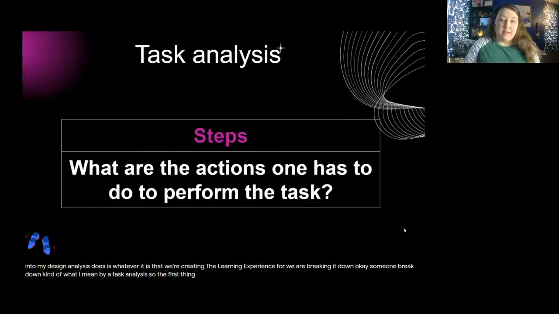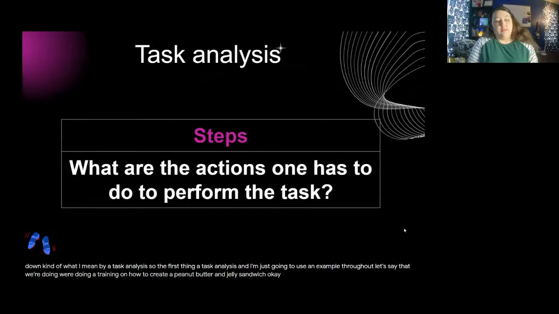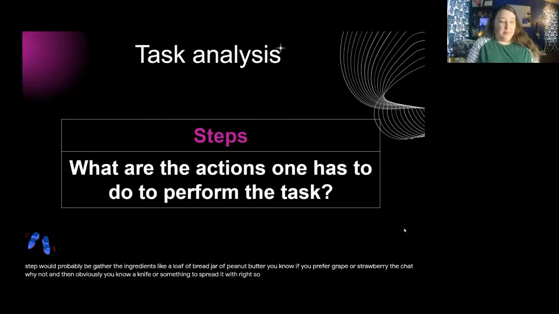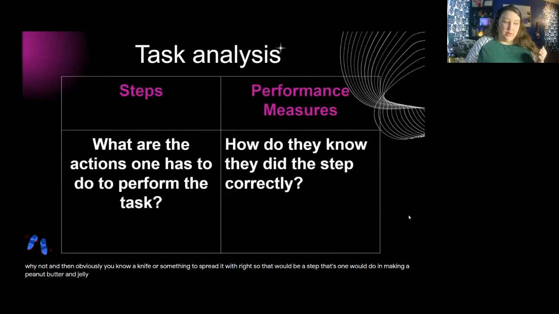The first thing in a task analysis, and I'm just going to use an example throughout: let's say we're doing a training on how to create a peanut butter and jelly sandwich. What would be some steps in that? The first step would probably be gather the ingredients, like a loaf of bread, a jar of peanut butter, a jar of your jelly choice. Let me know if you prefer grape or strawberry in the chat. And then obviously a knife or something to spread it with, right? So that would be a step one would do in making a peanut butter and jelly sandwich.